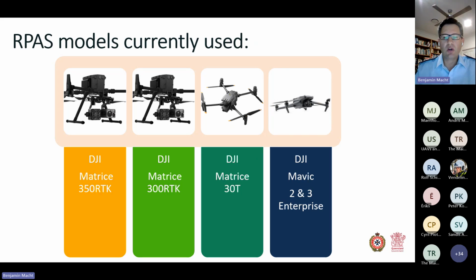The main workhorse for bushfires, just because it's smaller, it is quick to deploy, it's got that IP rating, is the DJI Matrice 30T. That's what we use mainly. That's the main workhorse in that sort of space, but also followed by the DJI Mavic 2 and 3 Enterprise series that provide a really good small situational gathering tool.